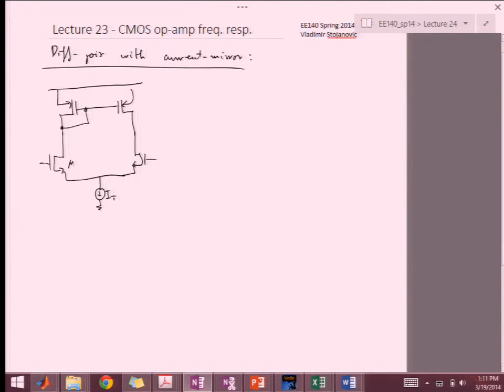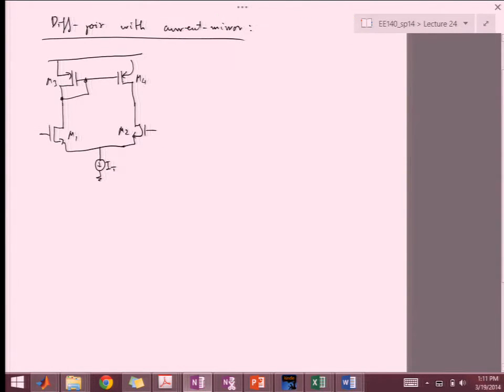And let's label this as M1, M2, M3, M4, and then you can say, okay, this node I'm going to label X, and this node I'm going to label Y.